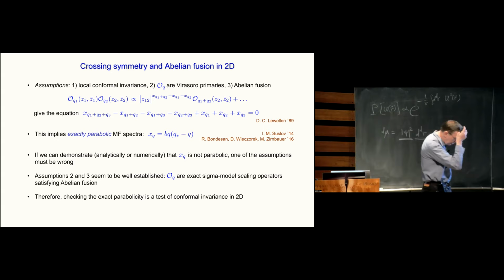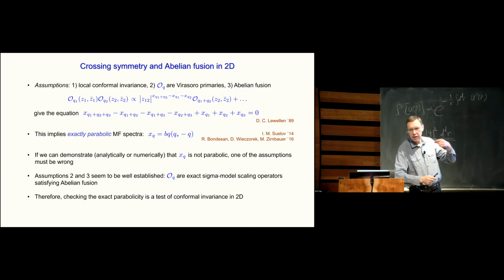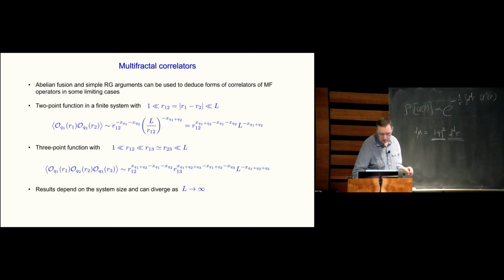This equation was obtained a long time ago, but only relatively recently people realized that once you have continuous spectra, where Q can take any values, you can convert this into a differential equation and solve it. The solution happens to be a parabola. So again, the logic is the following: you assume conformal invariance, you assume abelian fusion, and out comes a quadratic spectrum of this exponent. So it does look like an inverted parabola in this picture. Now you know that it's really a parabola.